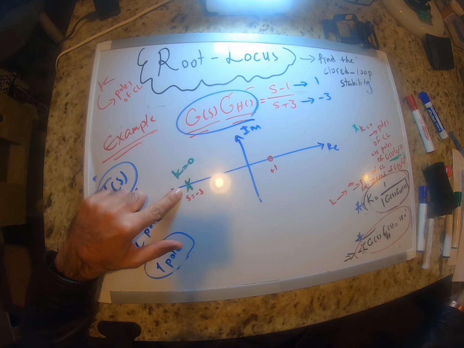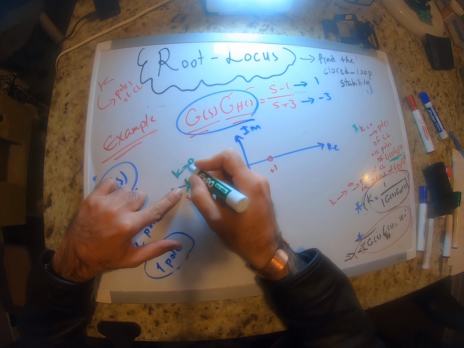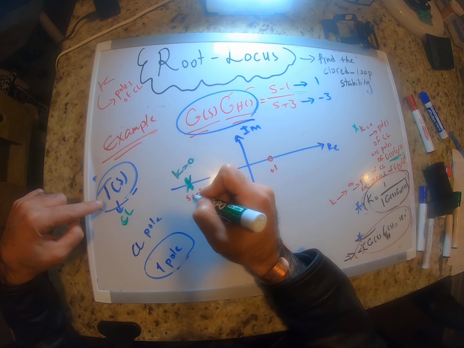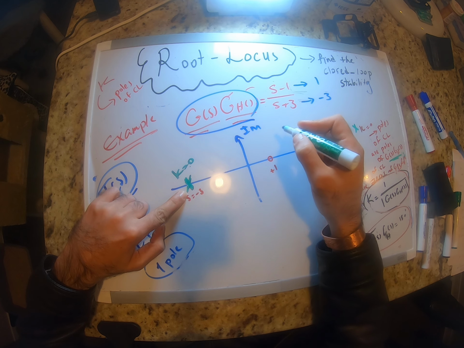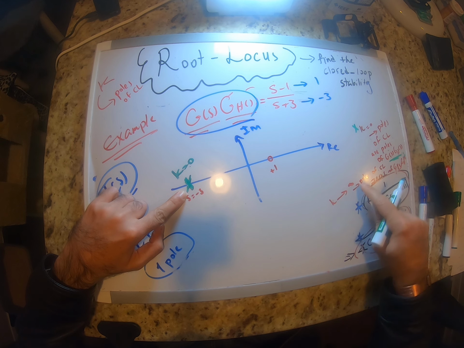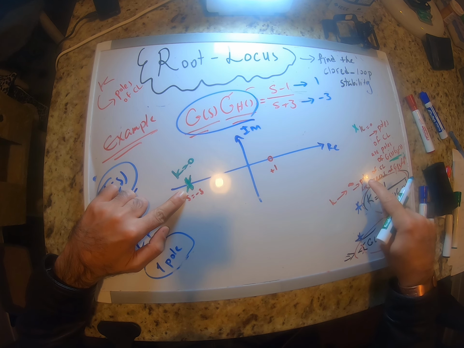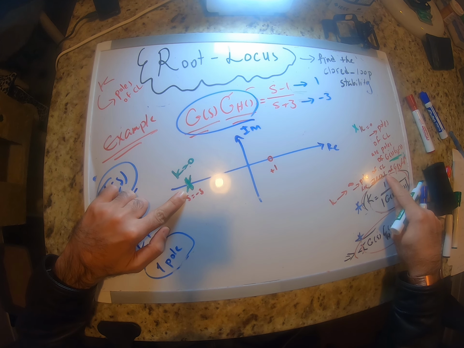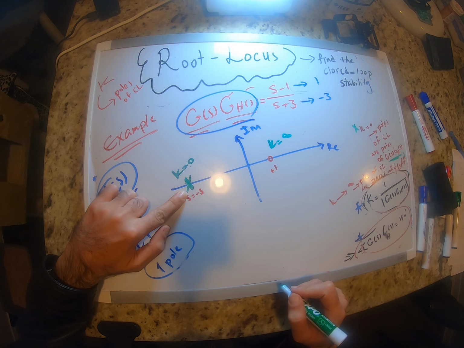When k is equal to 0, the poles of G(s)H(s) become the poles of the closed loop system. So when k is equal to 0, the pole of the closed loop system is going to be here. And we also know that as k moves toward infinity, at k equal to infinity, the pole of the closed loop system is actually the zero of G(s)H(s). So at k equal to infinity, the pole is going to be here.